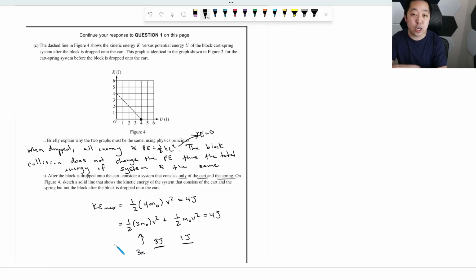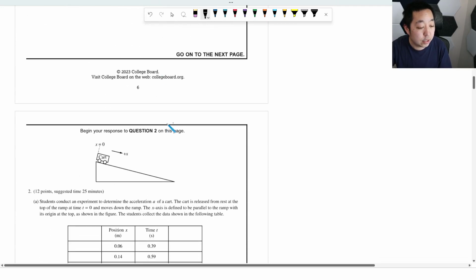So that's the exchange. Basically 1 joule will correspond to the kinetic energy of the cart, and the remaining 3 joules will correspond to the kinetic energy of the block. Because it's 3 times the mass, with 1/2 mv², it's going to have 3 times the energy. So that's what you should expect, a straight line from there to there. Okay, all right, so that was the first one.